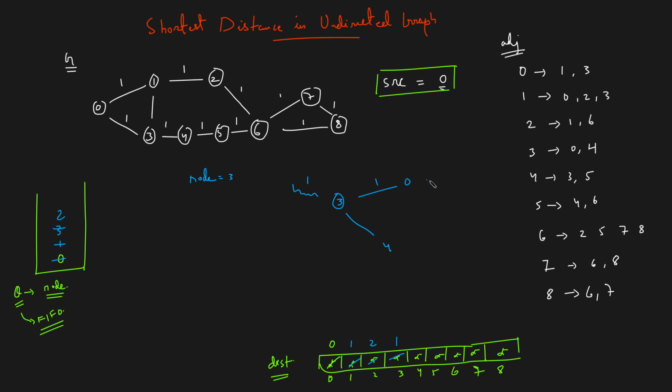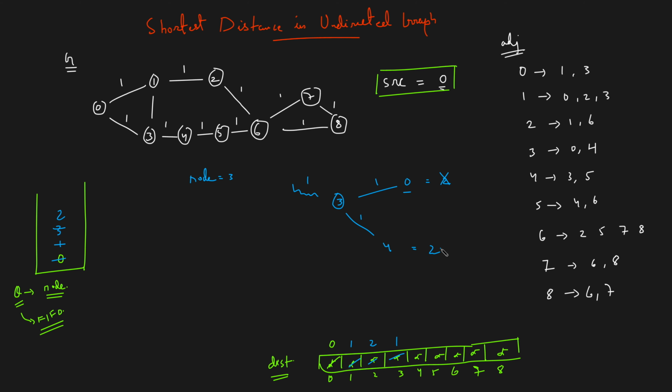So the total distance will be 2. And over here, you can see that the 0 has a distance of 0. So you will not consider this distance 2, because that is not a minimal distance. Now at 4, if you want to reach 4, you will take a distance of 1 from here, and the total distance will be 2 to reach 4.